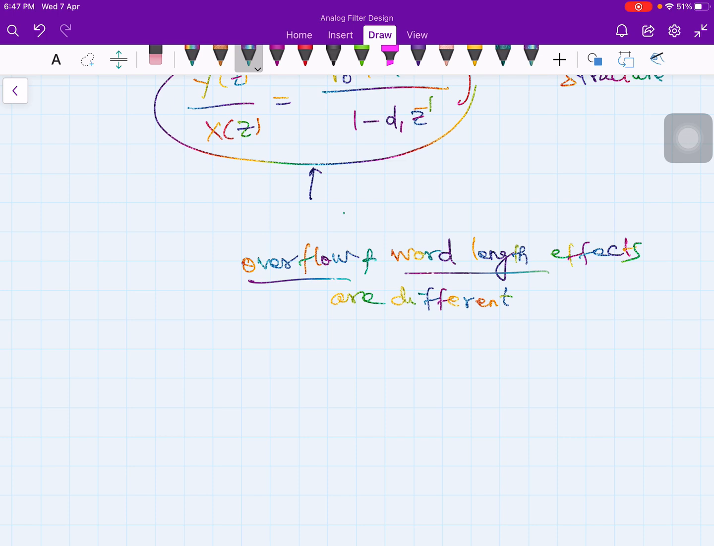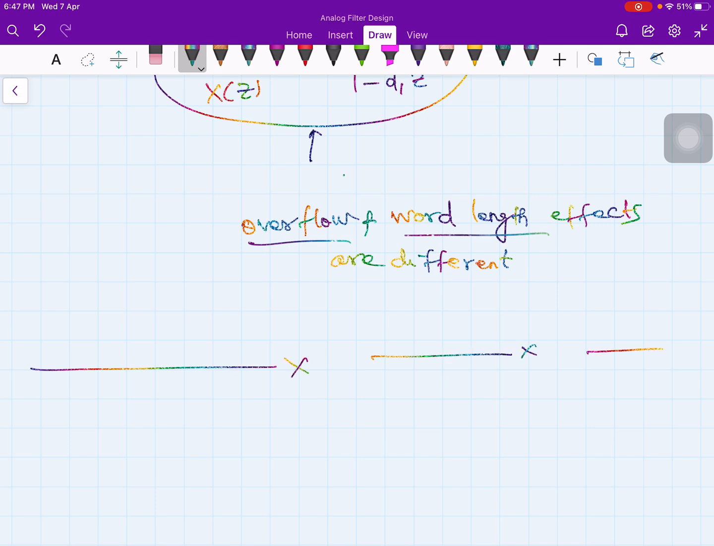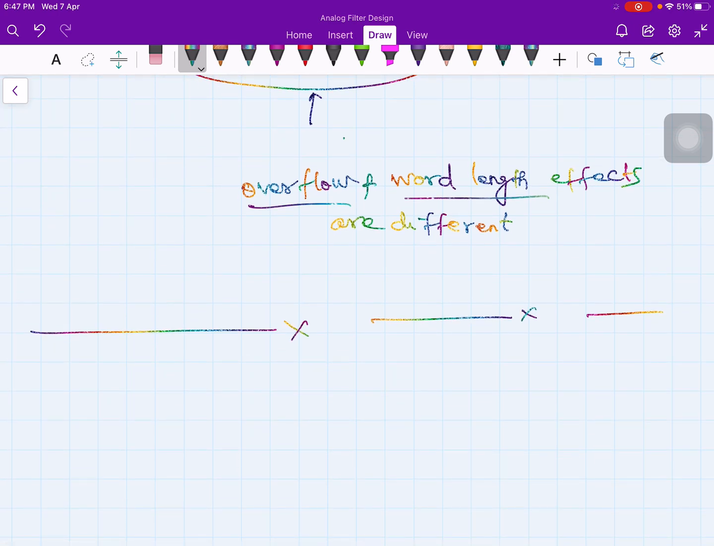Okay, that's it about the transposed structures. So let me stop at this point. In the next lecture we will start FIR filters, finite impulse response filters, and then IIR filters, and I will give you a couple of examples where one can transpose the given digital filter structures.